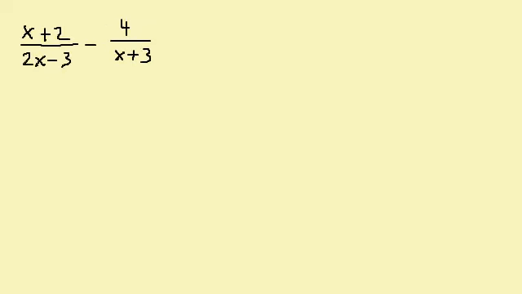Alright, let's take a look at another one. Here we have x plus 2 over 2x minus 3 minus 4 over x plus 3. And we don't have a common denominator here, so we need to get our common denominator, which in this case is 2x minus 3 times x plus 3.